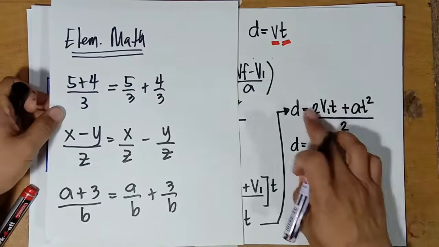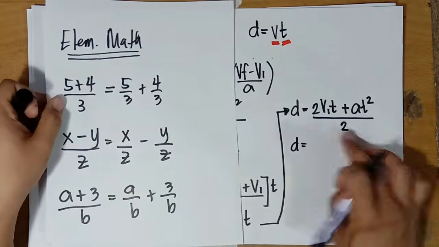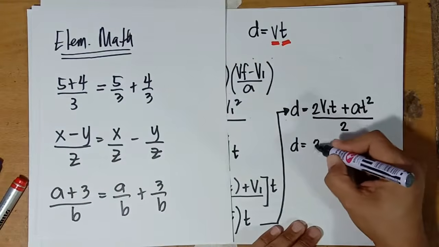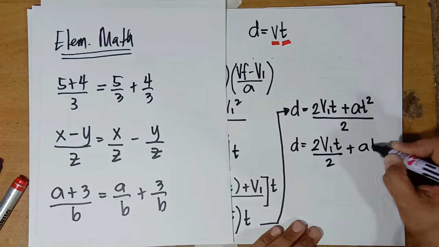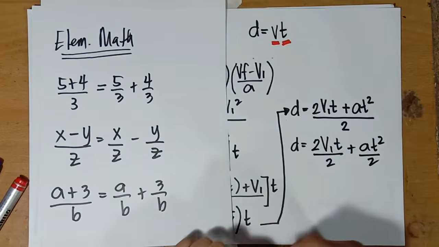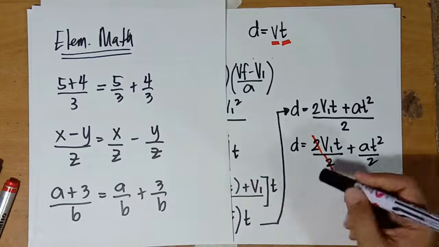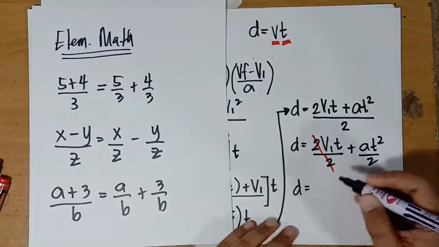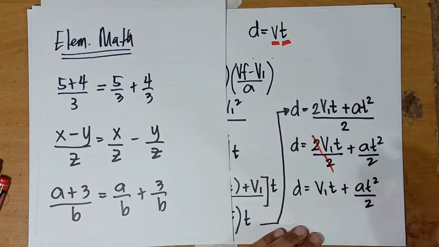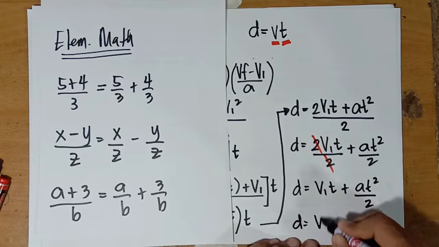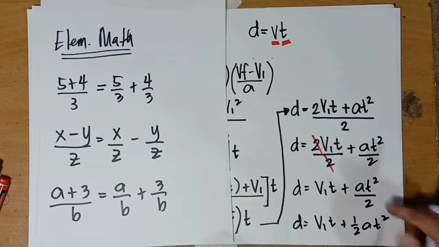here, because we have a binomial numerator and then a denominator. By applying this, it will give us 2Vit all over 2 plus at² all over 2. And of course, the 2 and 2 here is equal to 1. So finally, we now have this equal to Vit plus at² over 2. But in some references, it is written this way, Vit plus 1/2 at². So they are just similar.